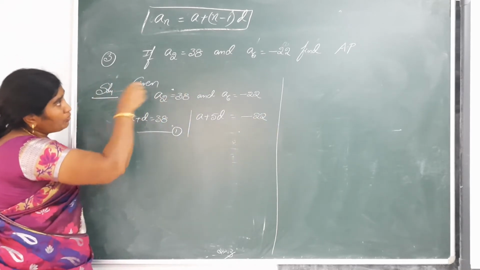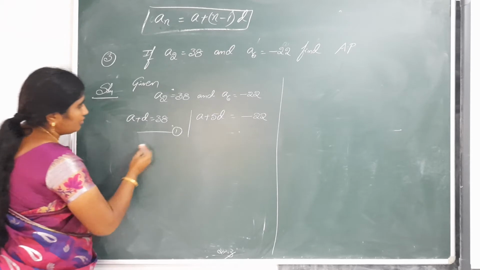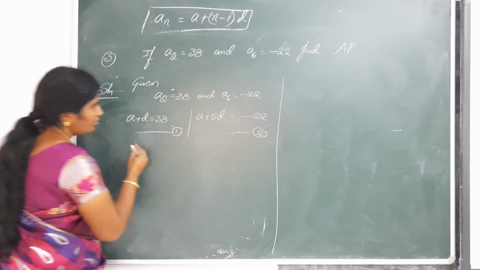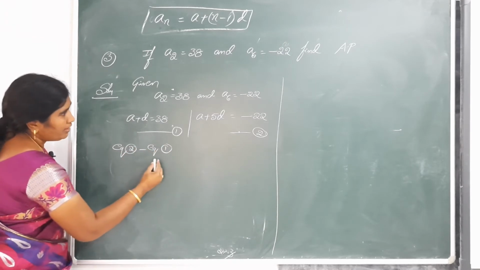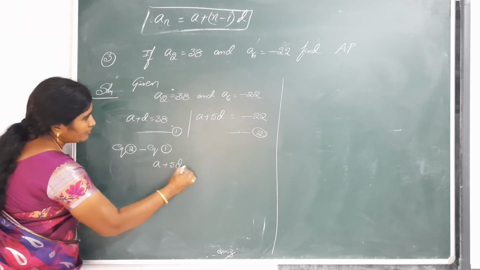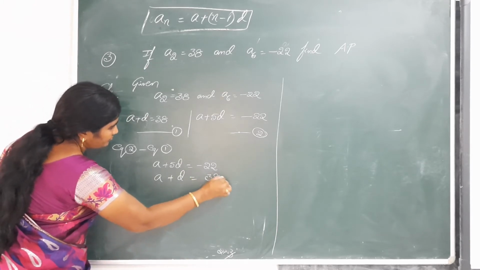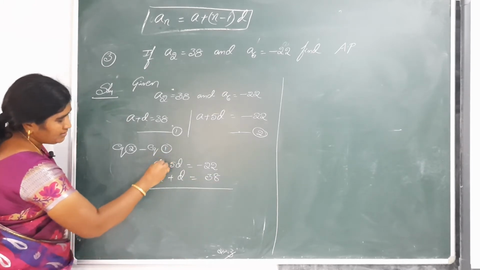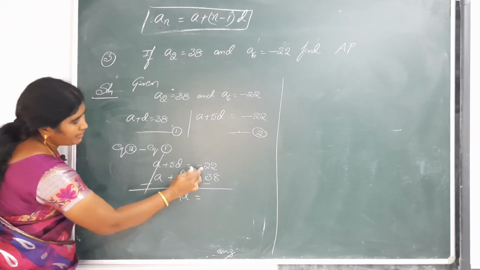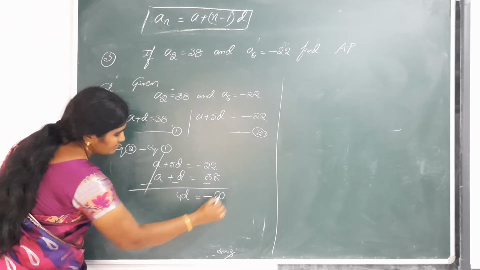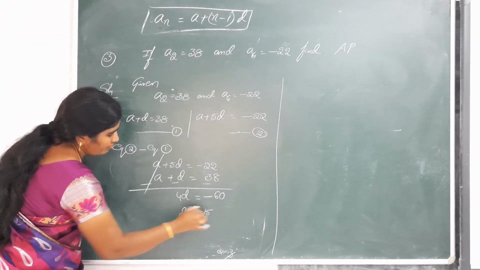First we have to find A and D. This is equation 2. Equation 2 minus equation 1. Here equation 2 is A plus 5D equal to minus 22 and equation 1 is A plus D equal to 38. A minus A cancels. 5D minus D is 4D, that equals minus 22 minus 38, which is minus 60. D equal to minus 60 by 4, that equals minus 15.